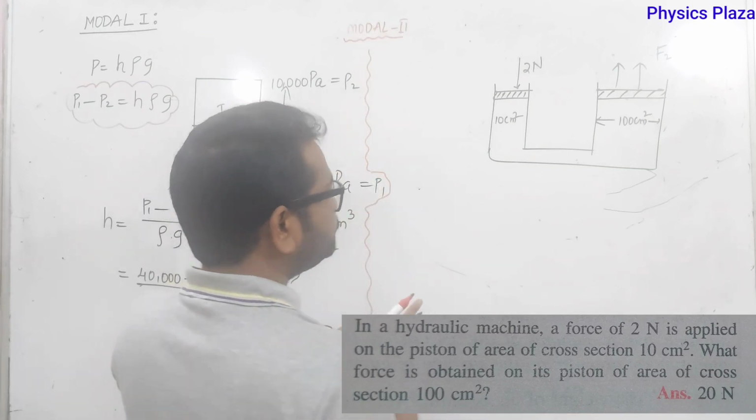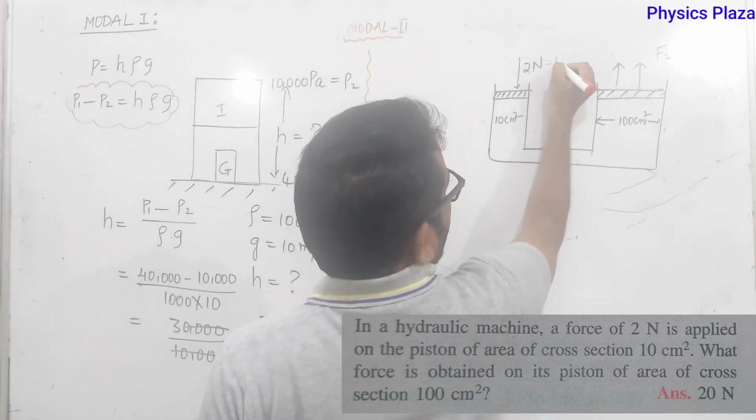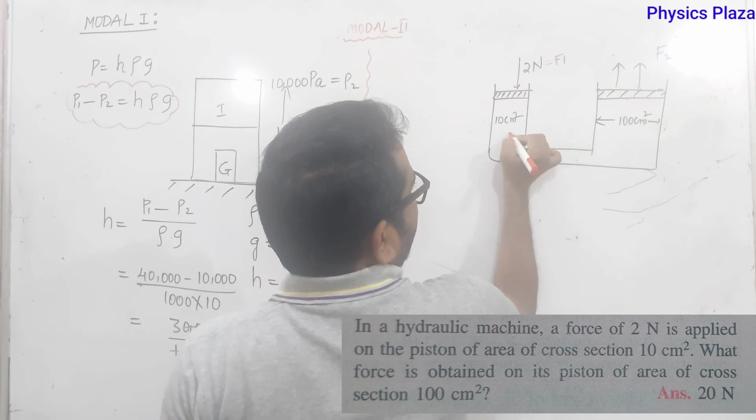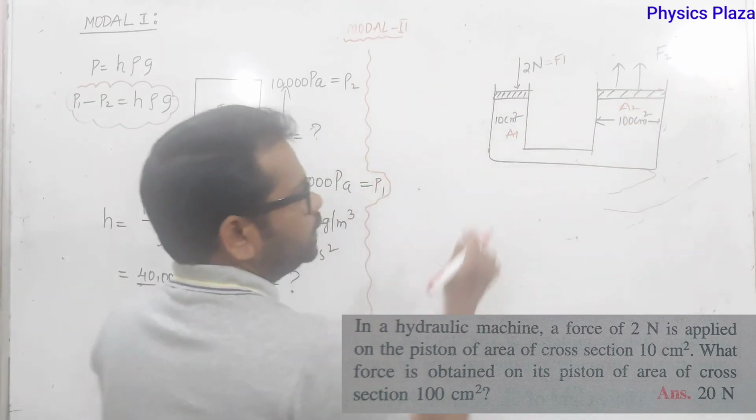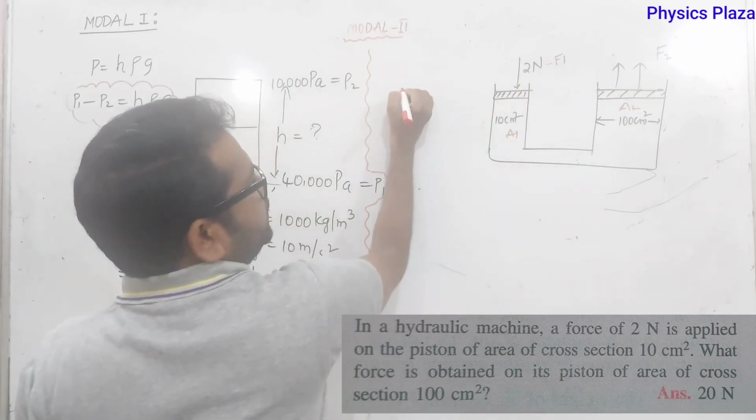Fine. So children, no doubt it is F1 and this is A1, F2 and here is A2. So it's very simple. It is what? F1. Please write here F1.